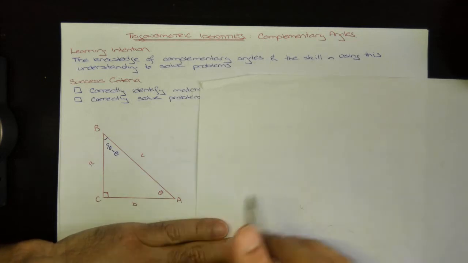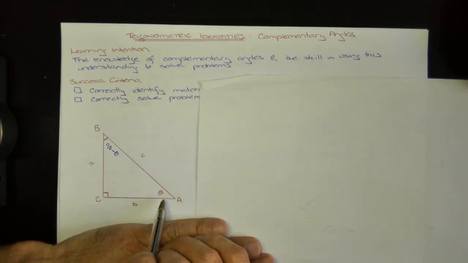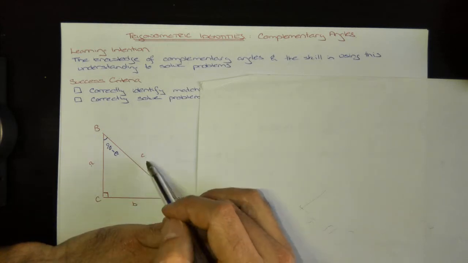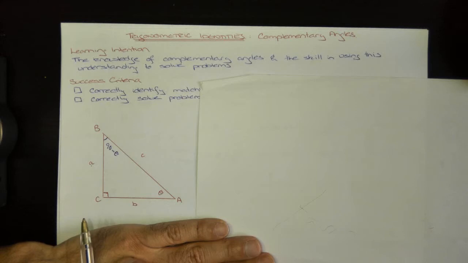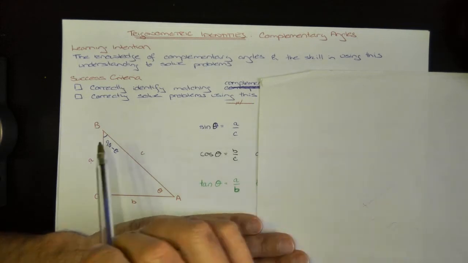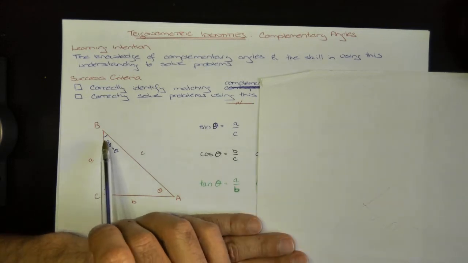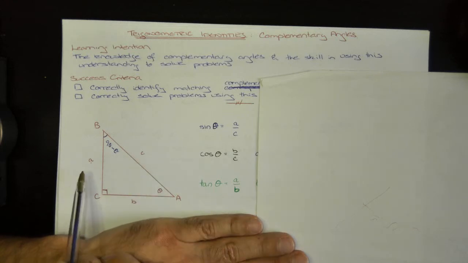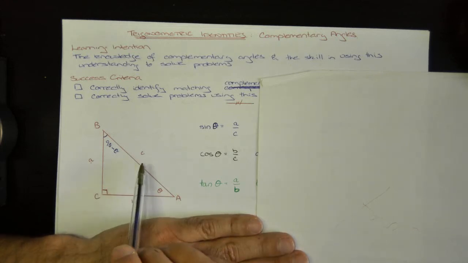Okay. So if I wanted to find out what sine theta is, well, that's A over C, opposite over hypotenuse. If I wanted cos theta, that's adjacent over hypotenuse, so B over C. If I wanted tan theta, that's opposite over adjacent, that's A over B. If I now look at this angle, sine of this angle is going to be B over C. My cos is A over C, and my tan is B over A.